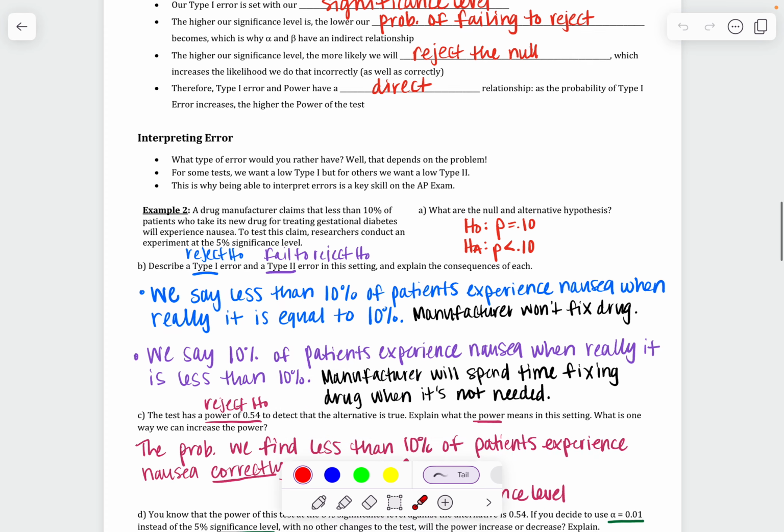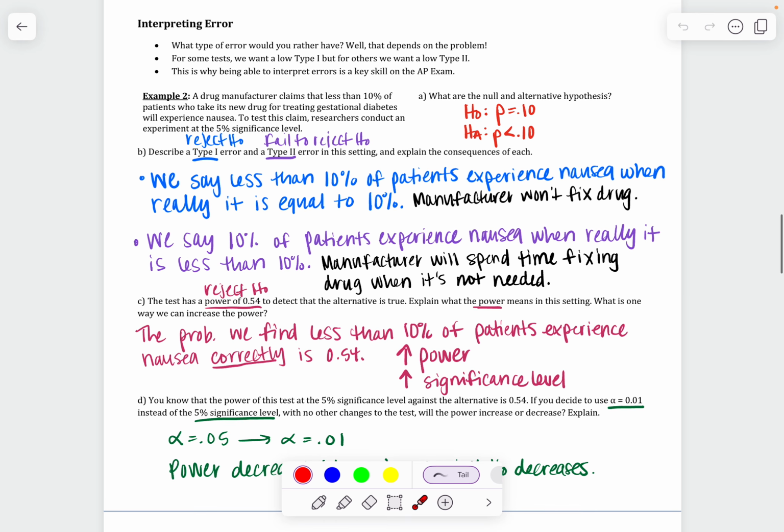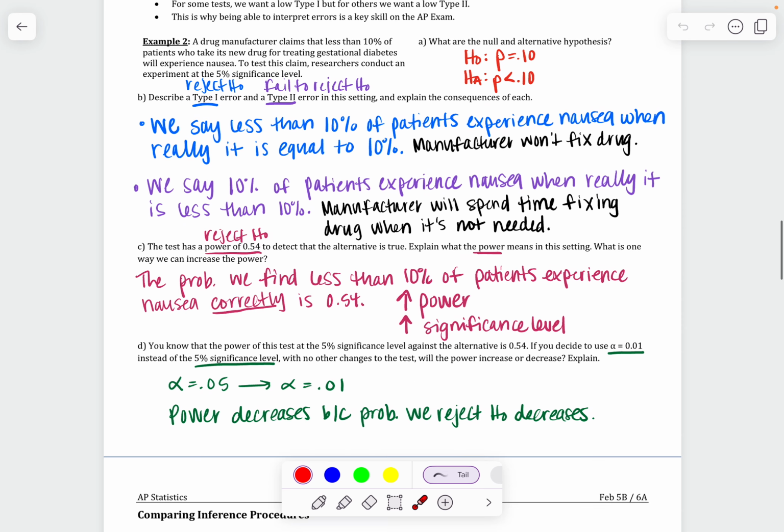Now, how do we actually interpret the error? It's not anything fancy. Really, it's just going to fall back on that idea of what decision you made. So a lot of the time they will ask you to interpret it in context, and they will ask you to list a consequence. So example 2 says a drug manufacturer claims that less than 10% of patients who take a new drug for treating gestational diabetes will experience nausea. To test this claim, researchers conduct an experiment at the 5% significance level.